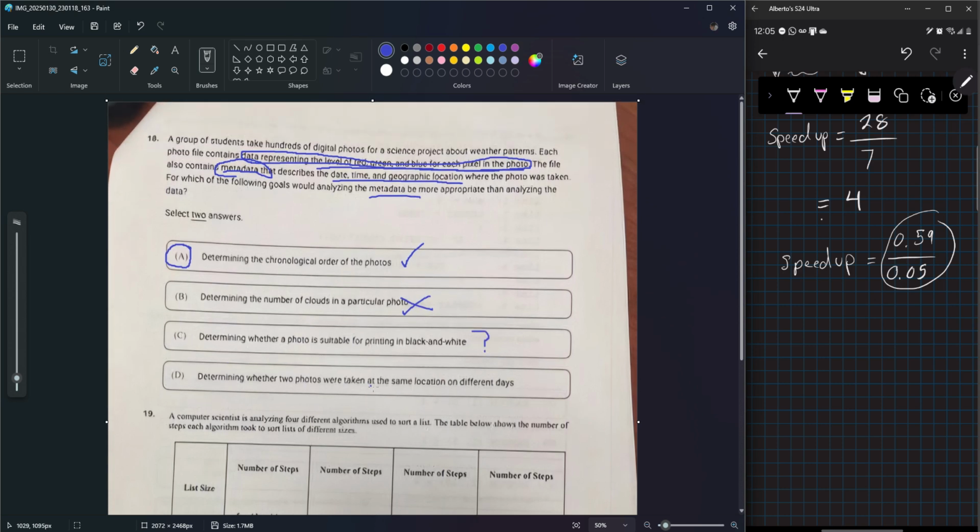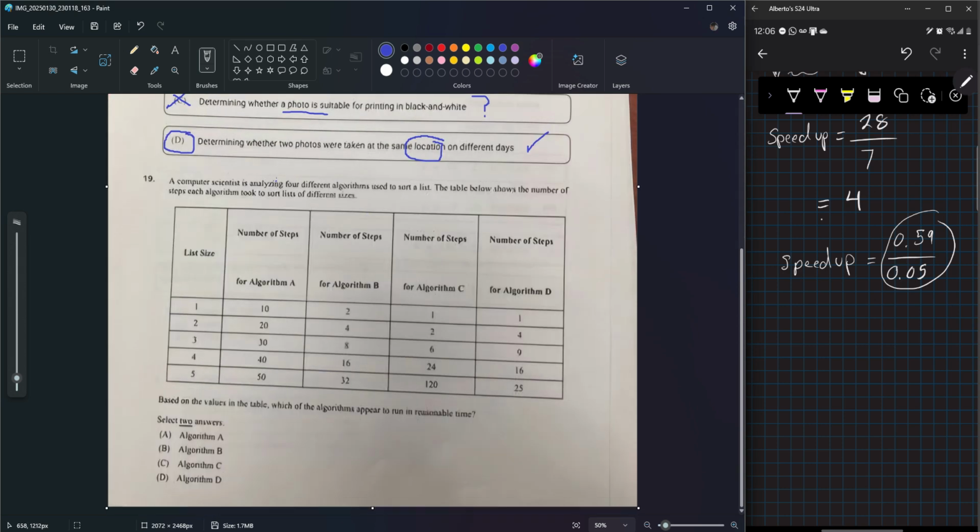Let's see, determining whether two photos were taken in the same location. Okay, so location is metadata. So yes, this is another answer. Yeah, so these two are wrong. You would figure this out with the picture. Like, oh, is it able to be printed in black and white or not? Just by looking at it. You don't need to read the metadata.